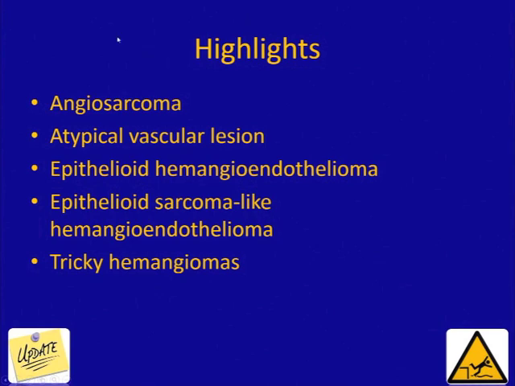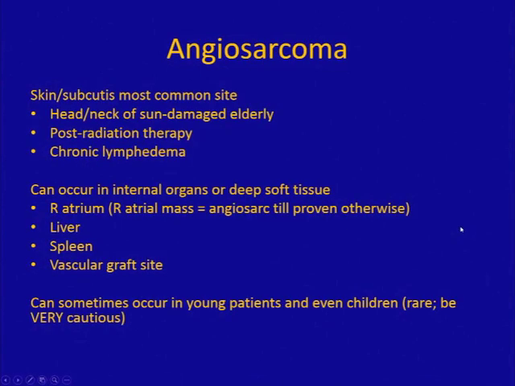And the highlights that we're going to talk about during this hour is I want to focus on angiosarcoma, this newer entity called atypical vascular lesion, or AVL, epithelioid hemangioendothelioma, this other entity with a really long name, which is epithelioid sarcoma-like hemangioendothelioma, and then we'll talk briefly about a couple of tricky hemangiomas that often confuse people.